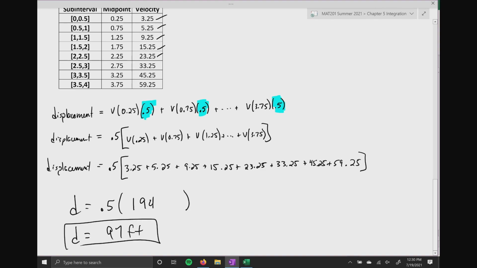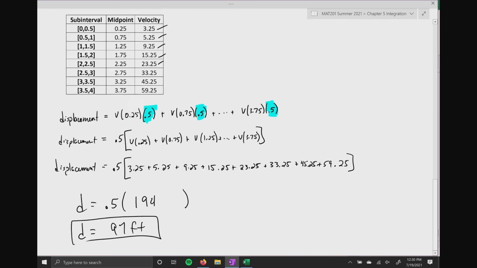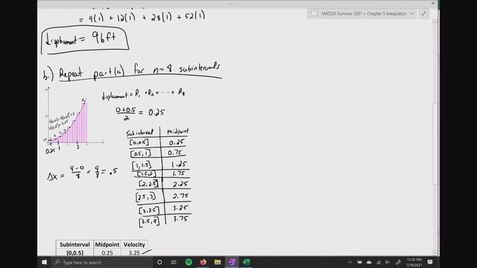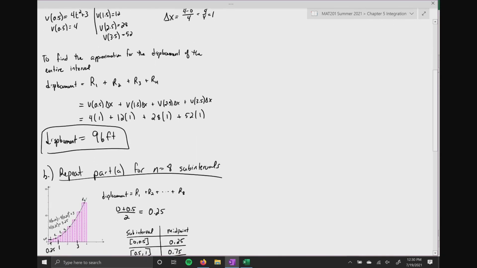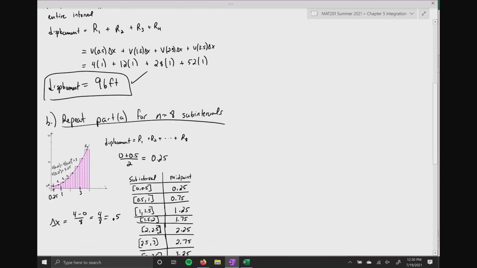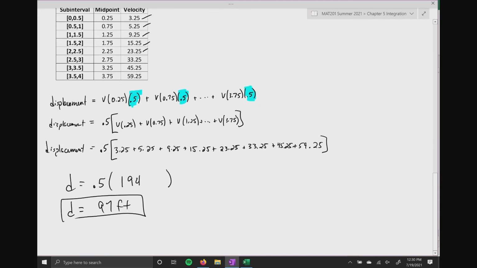Now, every single one of these problems in your homework, and there's not a bunch, I think there's like 5 or 6 questions, is done the same exact way, which is figure out what your intervals are, if you want left or right-handed sums or midpoints, and then just follow the Riemann sum formula. So if you notice, with 4 rectangles, we get 96 feet. With 8 rectangles, we get 97 feet. So we get a better approximation of the displacement of this object moving along a line.